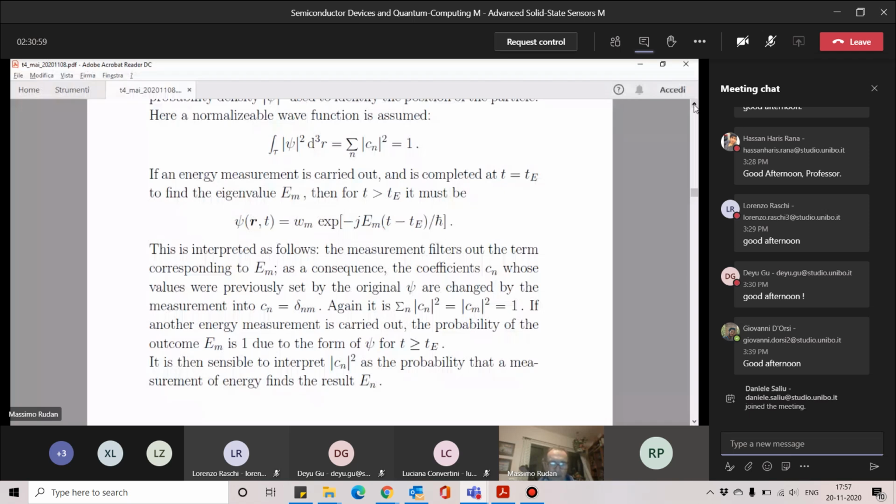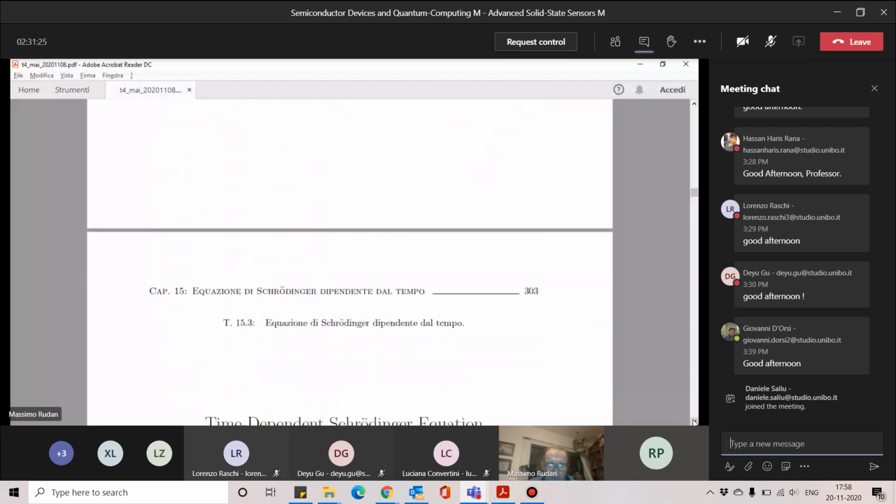Okay? So we interpret the coefficient Cn squared as the probability that a measurement of the energy of the particle will find the result E sub n. So we start giving a physical meaning to the terms involved in the expansion.